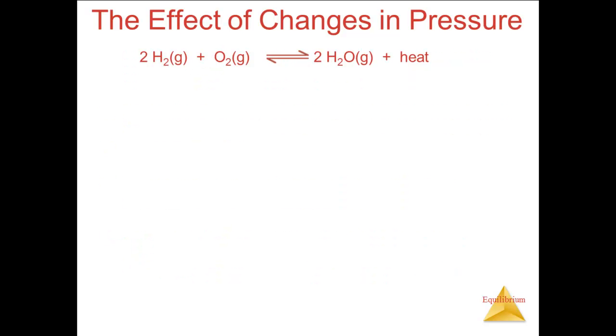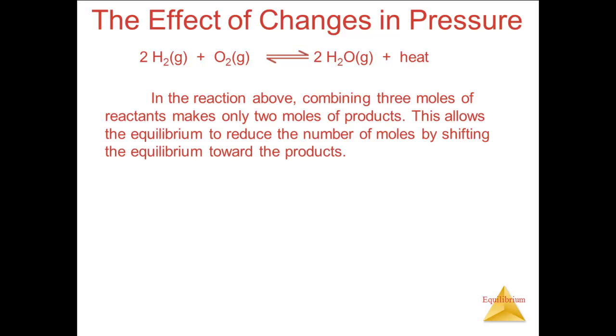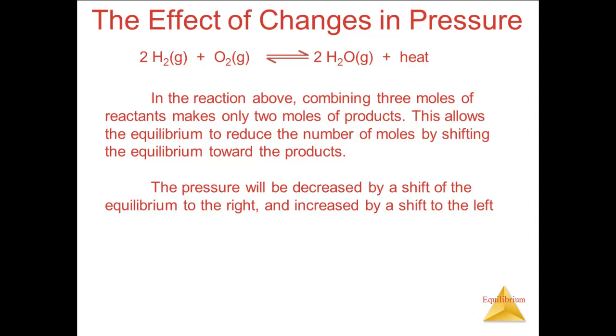Here's our reaction again. We have increased the pressure, so the equilibrium will try to decrease the pressure by reducing the number of molecules. There are 3 molecules in the reactants, 2 hydrogen molecules and 1 oxygen molecule, and only 2 molecules, both water, in the products. So by taking reactants and making products, the number of gas molecules will be decreased. Shifting the equilibrium to the right will decrease the pressure because there are fewer gas molecules, and shifting the equilibrium to the left will increase the pressure because there will be more gas molecules.